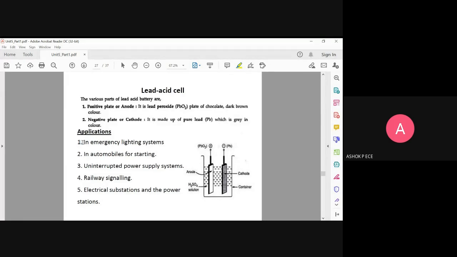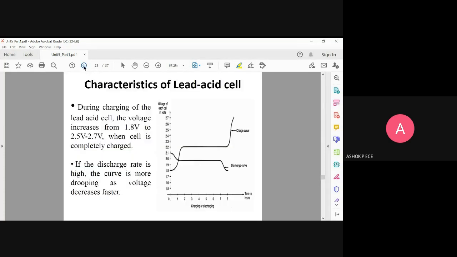So where it is used: emergency lighting systems, automobiles for starting, UPS (uninterrupted power supply), railway signaling, electrical substations, and power stations. So in these areas, the lead acid cell is going to be used.